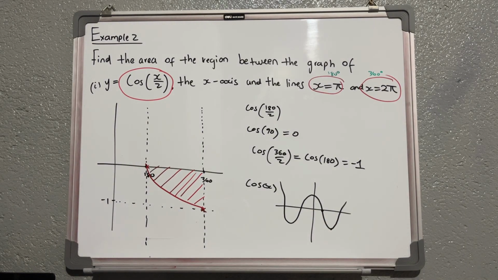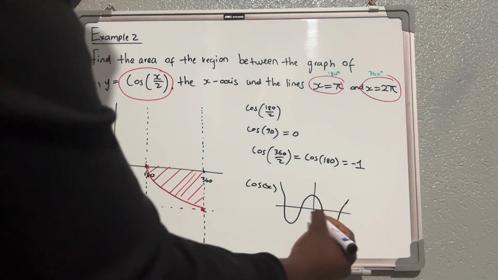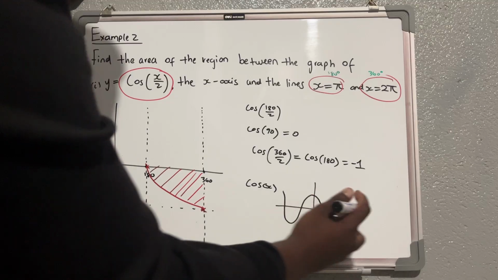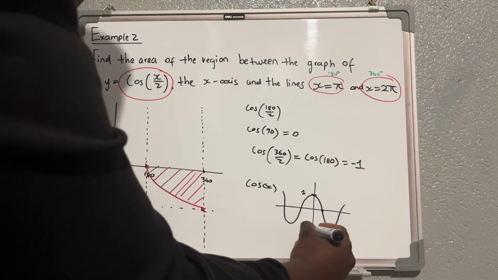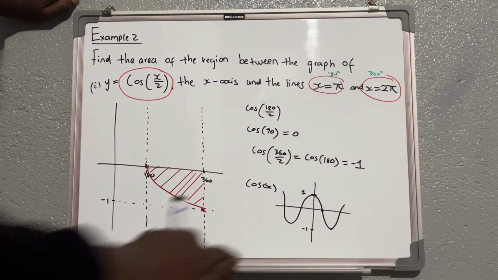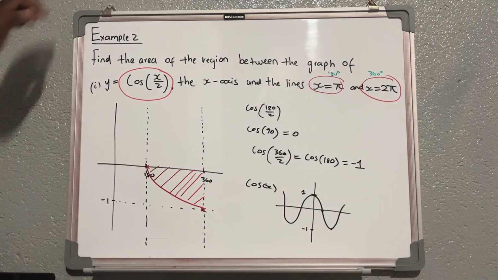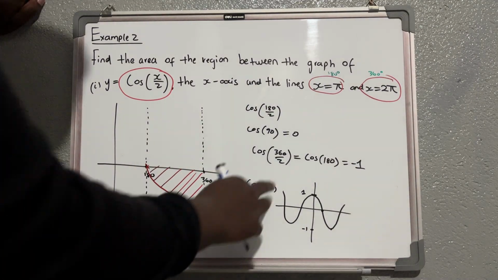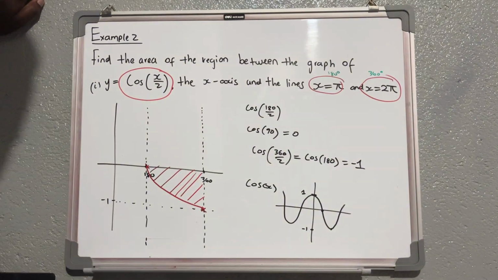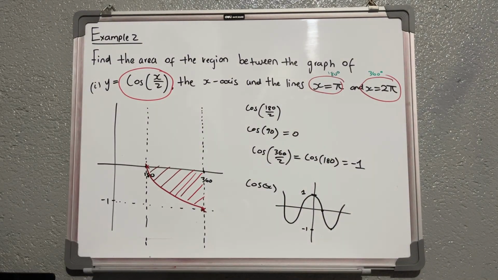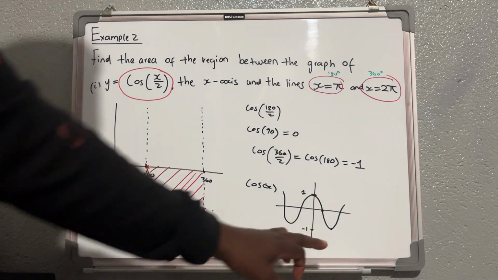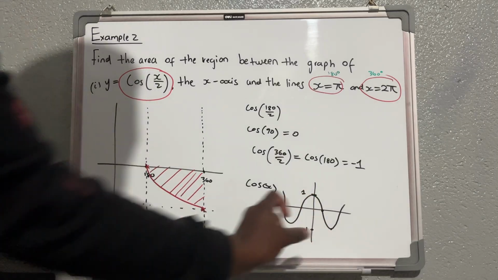Another factor that you have to remember is that this graph always oscillates. It oscillates between -1 and 1. So oscillates just means that it goes up and down between -1 and 1. That's basically the range, you see. So knowing this graph, then I know, okay, this is definitely going to be the shape.